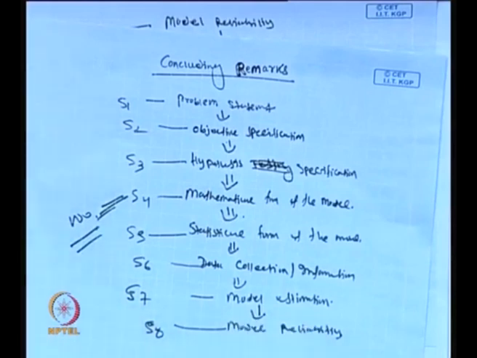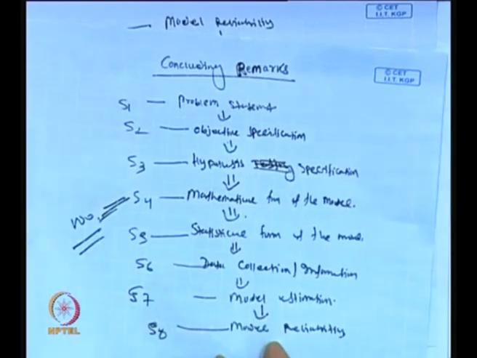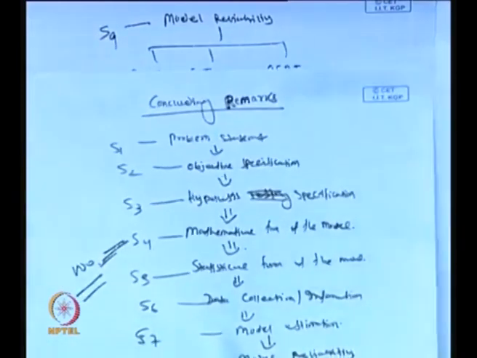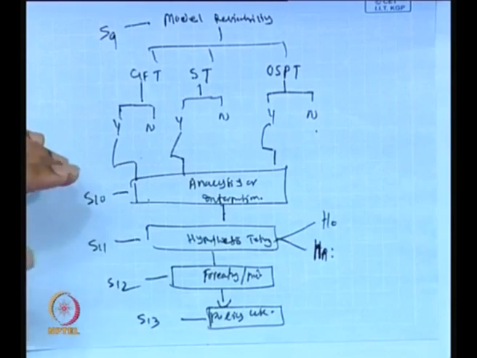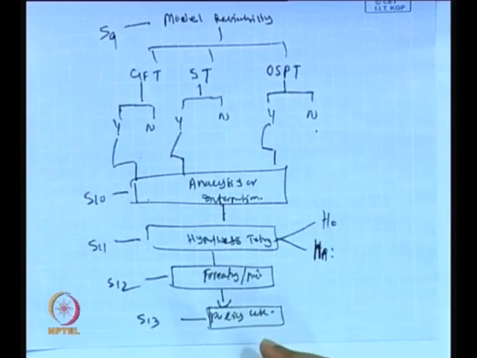Then again you have to redesign the mathematical form of the models, you have to redesign the statistical form of the model, then you use the same data structures, then you have to go for model estimation, then you have to go for model reliability, you have to go for specification test, goodness of fit test, and out of sample prediction test.